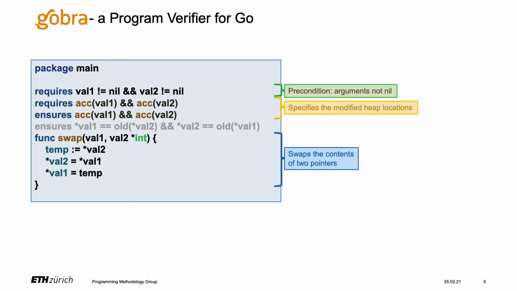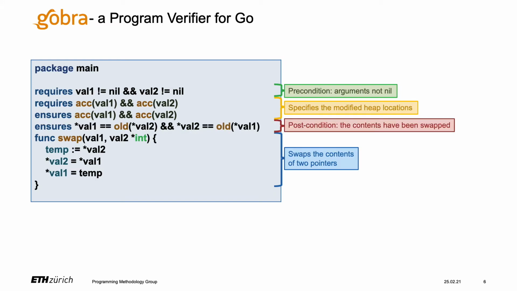The following two conditions establish the parts of the heap that are modified. Here, it corresponds to the locations pointed to by val1 and val2. Finally, a postcondition specifies that, by the end of the function, the contents of val1 and val2 have been swapped. GOBRA successfully verifies that the implementation satisfies its specification.